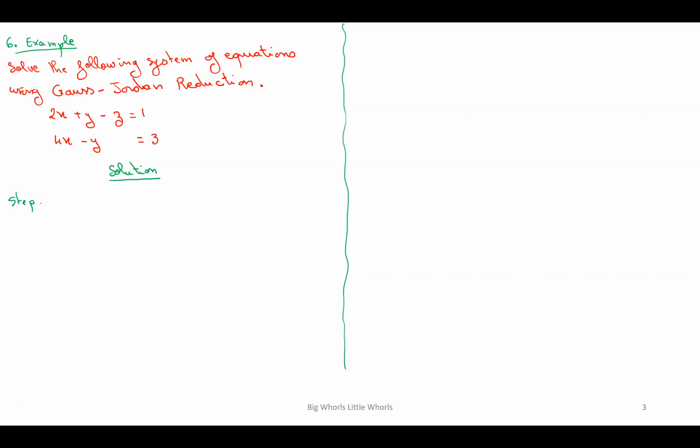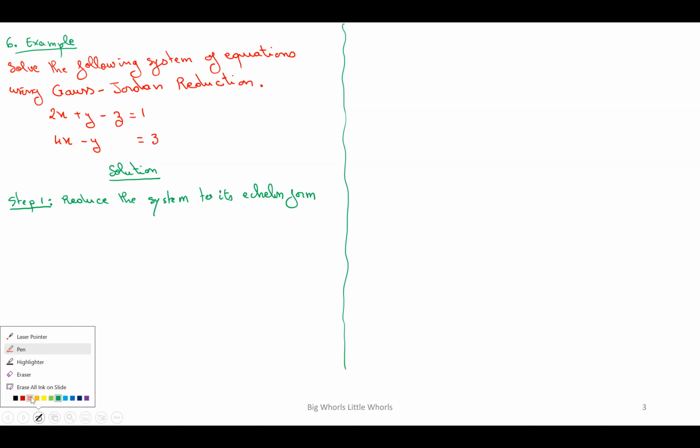Step 1, reduce the system to its echelon form. Okay, so we are going to use the augmented matrix of the system. So we have 2, 1, minus 1, 1, and here we have 4, minus 1, 0, 3.